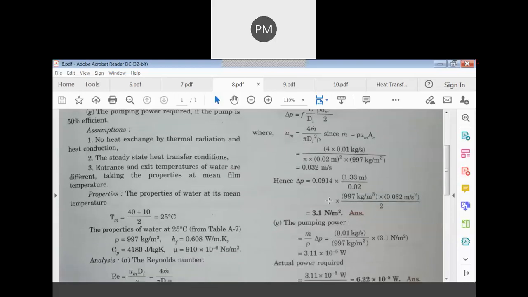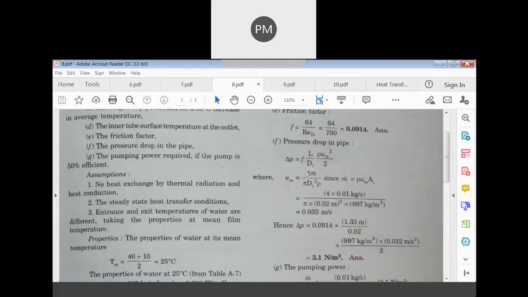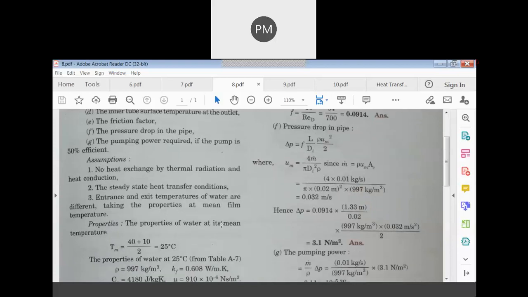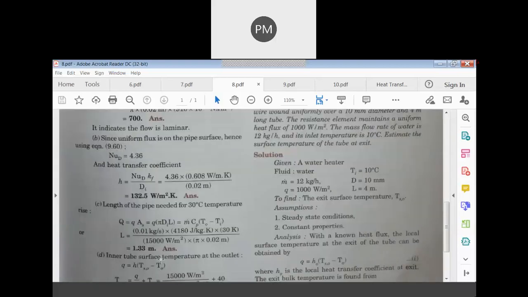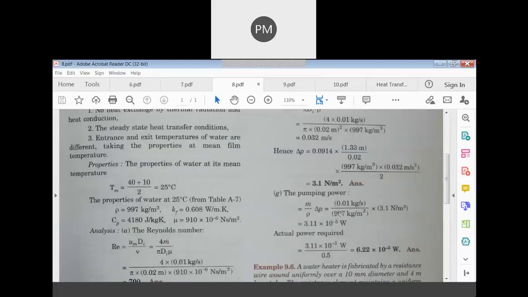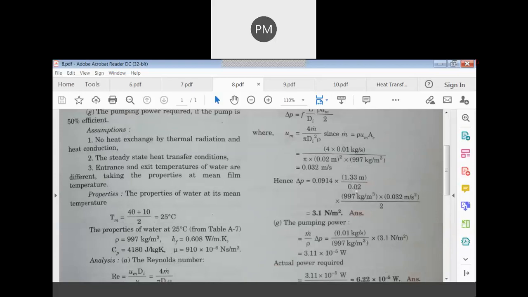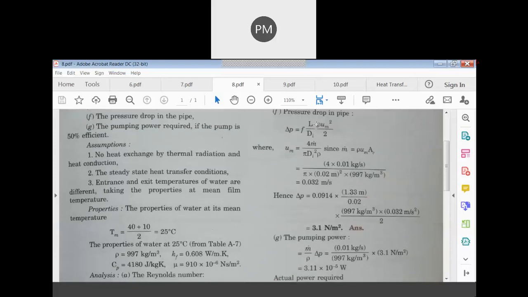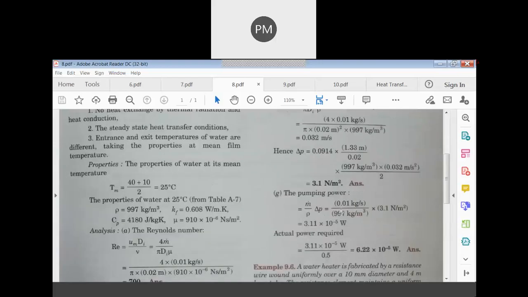Once you got this, pressure drop formula, friction factor has been obtained, L by D, length also we have calculated, length here 1.33, divided by diameter, half rho obtained from the properties here 997 into velocity square 0.032 square. You just have to substitute the values.